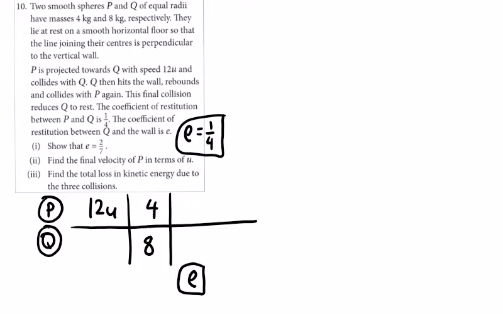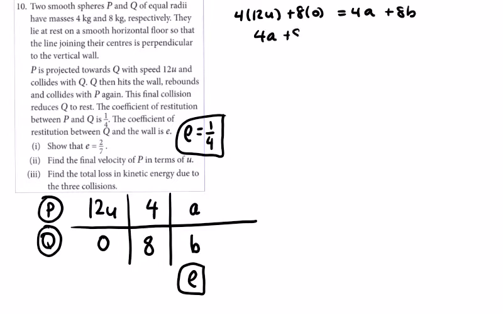So Q is at rest. They're both at rest, so 0 here. We can call them P and Q or A and B. Just call it A and B maybe. So applying our formula, we'll see where we get to. 4 times 12u plus 8 times 0 is equal to 4 times A plus 8 times B. 4A plus 8B is equal to 48u, so A plus 2B is equal to 12u.